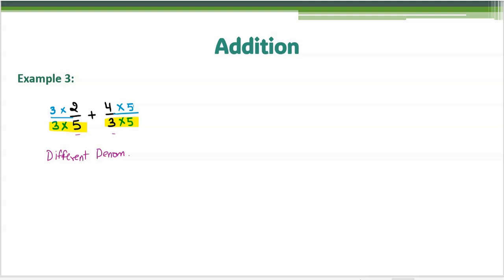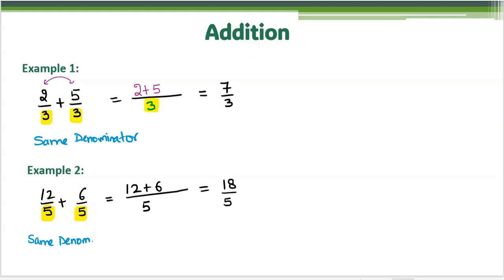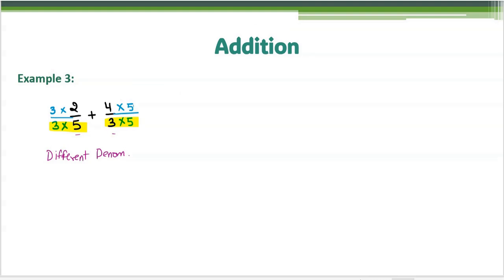We know that when denominators are the same, we write down the denominator and simply add the numerators. So what do we get here? 3 times 2 is 6. 3 times 5 becomes 15. 4 times 5 is 20, and 3 times 5 becomes 15. So what we did here is convert them into the same denominators. Both denominators are 15.